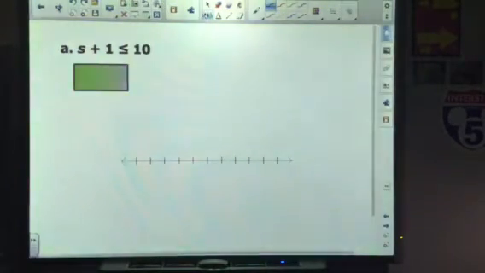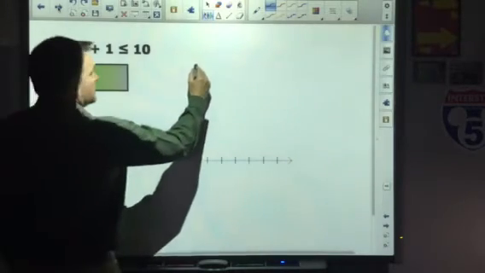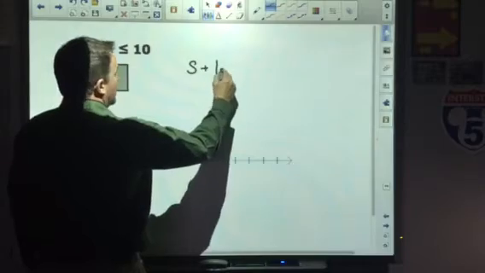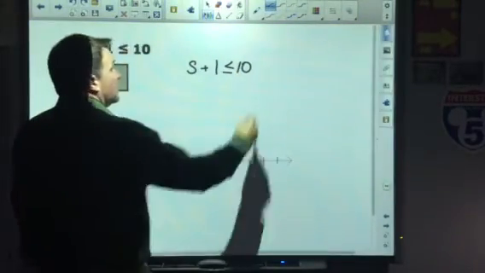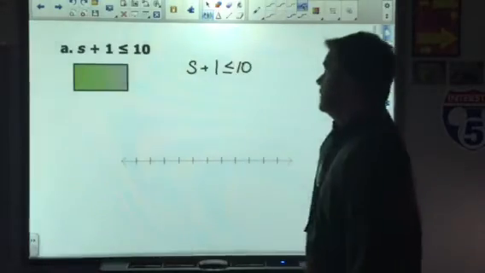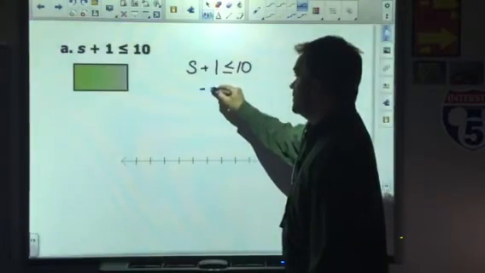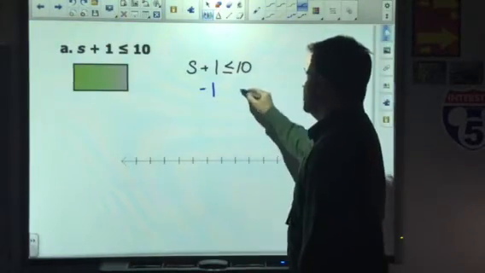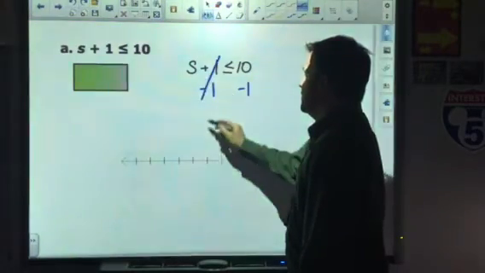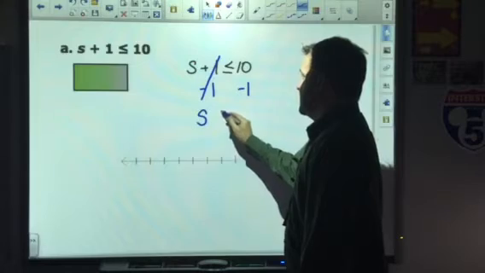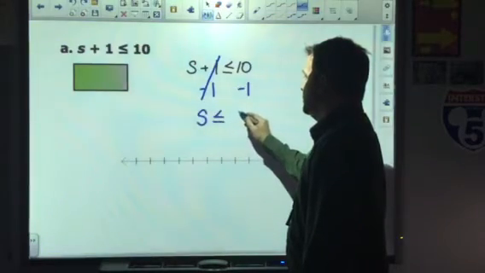Okay, one more example for this video. So s plus 1 is less than or equal to 10. Do the inverse operation to solve it. Subtract 1. Subtract 1. These will cancel out. So s is anything that is less than or equal to 9.